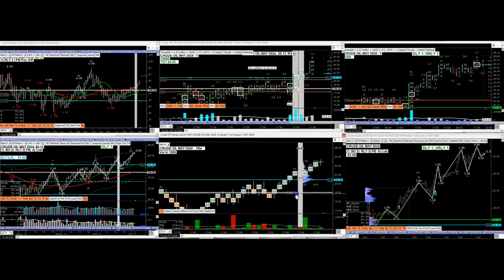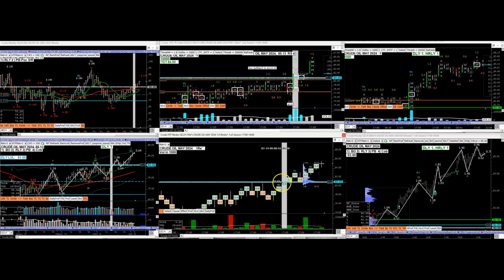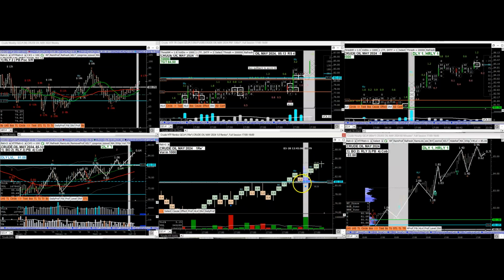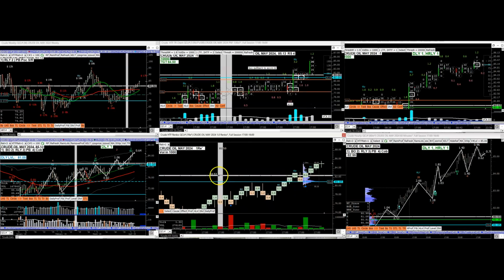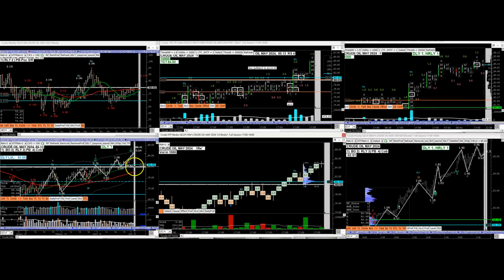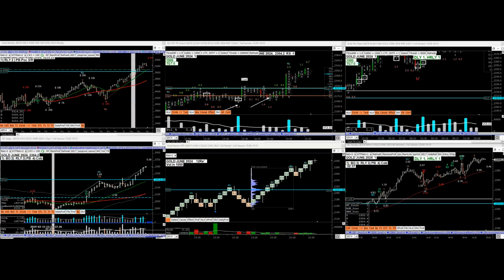So I'm looking for a pullback here in this area. This should be a nice area. So, we'll just see how the pullback goes. Is there anything else that I see here? Not really. It's just an uptrend. It's going to pull back. It's going to give the opportunity. Let's take a look at the next market.